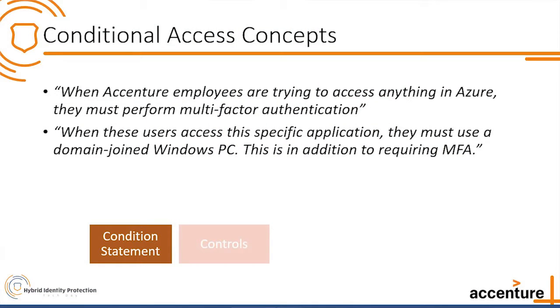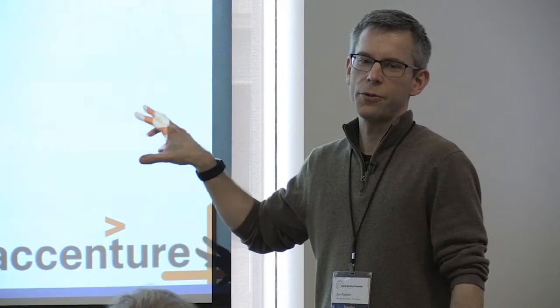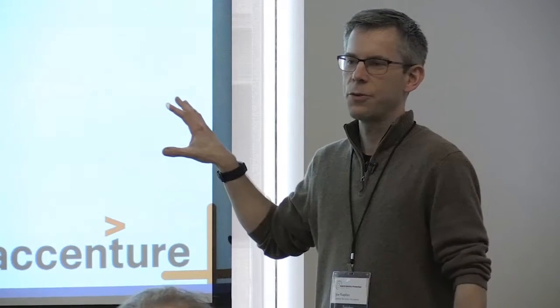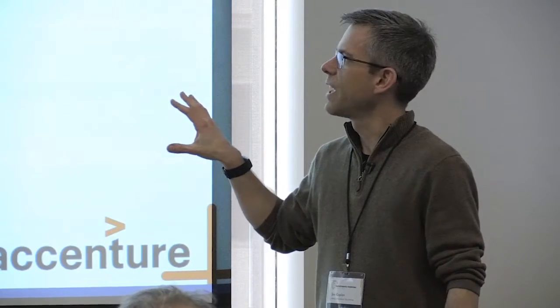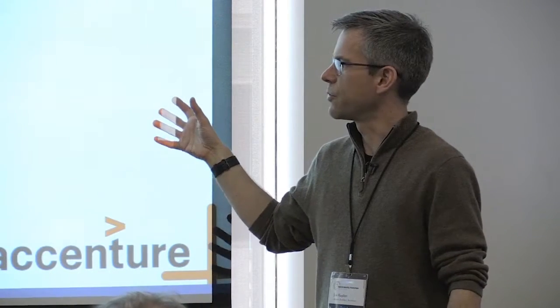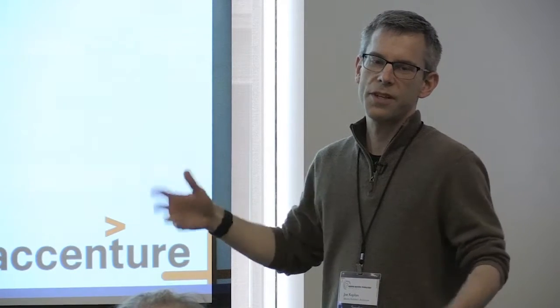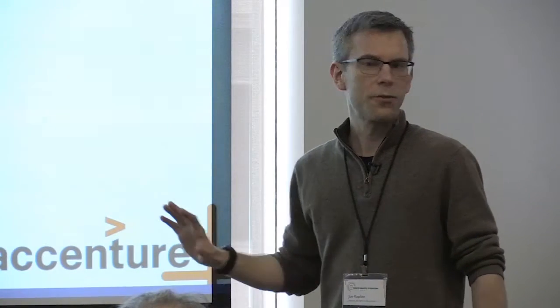We can also do some other funkier things, like when specific users are accessing a specific application, they must use a domain-joined Windows PC. And this might be in addition to requiring MFA. So this is like, I'm going to MFA you, but I'm also going to constrain you to using only this device to do this. And so it's a really rich and interesting platform, and it allows you to do a bunch of different kinds of stuff. This is based on the concept of condition statements and controls. If this, then allow this. Okay, good so far? Good?